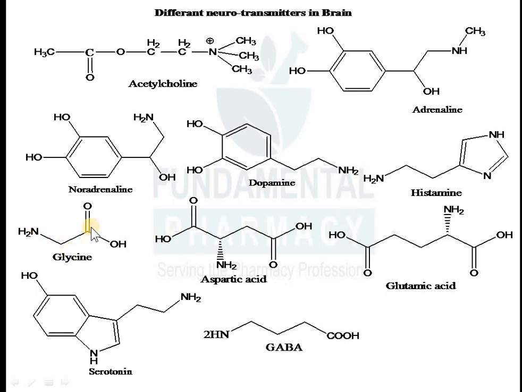Then glycine, just an optically inactive amino acid, just remember glycine. Next is aspartic acid, which has a structure like this. Aspartic acid is an acidic amino acid, remember acidic amino acids and their amines. It is an amino derivative of an amino acid. So aspartic acid, glutamic acid. Then serotonin has an indole nucleus in its structure, and this one is gamma aminobutyric acid. So it is just an introduction and structural perspective of your neurotransmitters. Just try to remember the structures of neurotransmitters.